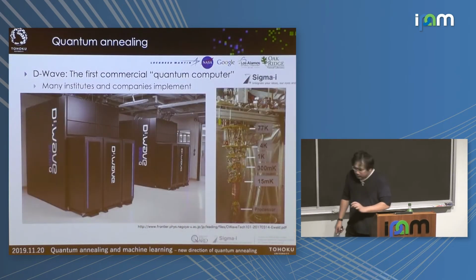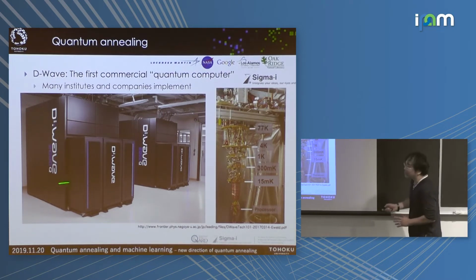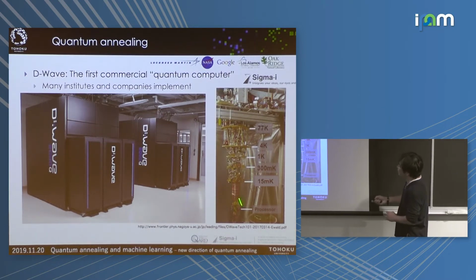Yes. So this is a picture of the hardware device. In this black box, you see a dilution refrigerator. From top to bottom, the refrigerator cools down to almost absolute zero kelvin, 40 millikelvins on the processor chip.